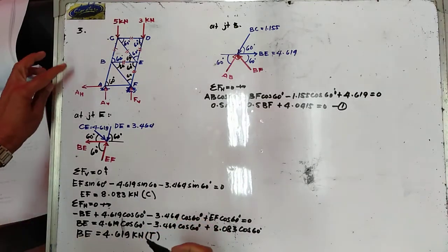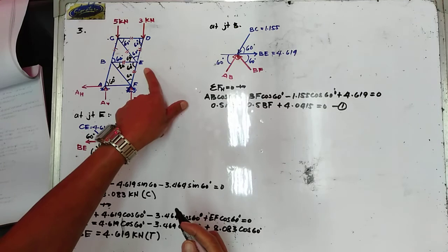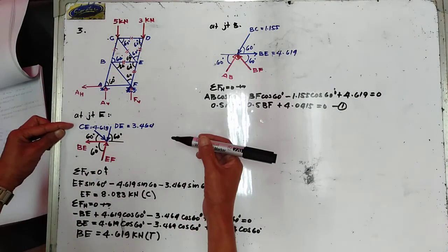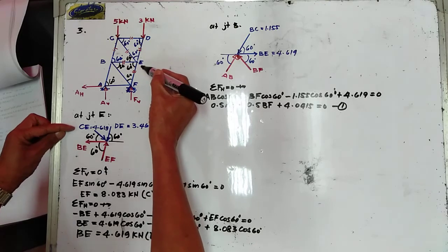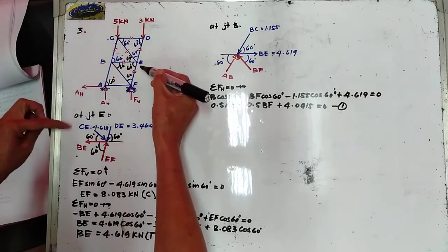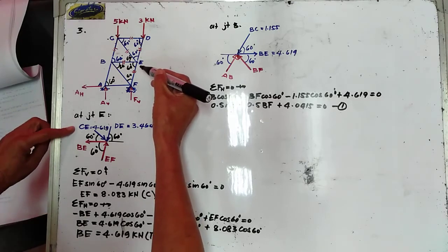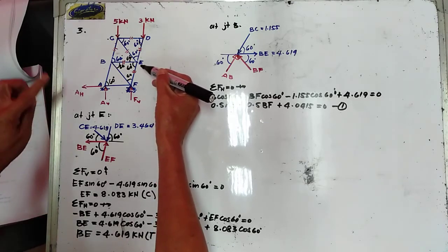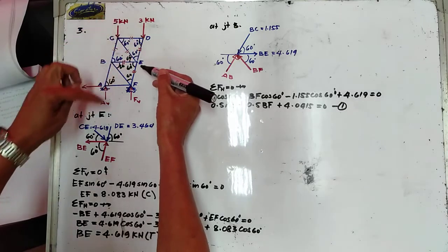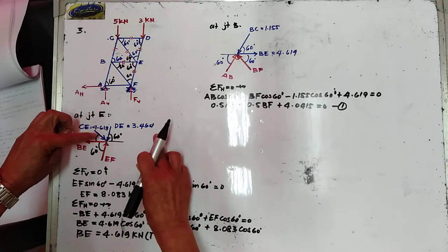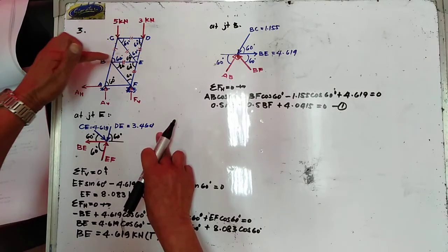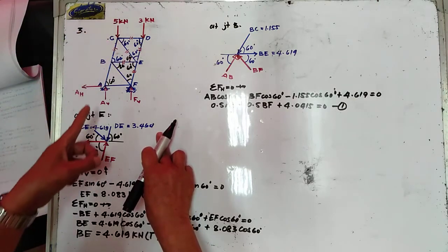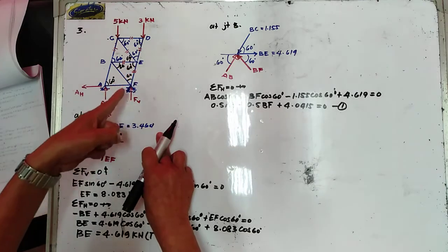Now let us proceed to joint E. At joint E, the members are CE, which is in compression at 4.619 kilonewton. Then we have DE, also in compression at 3.464 kilonewton. Then we have BE, and then we have EF.